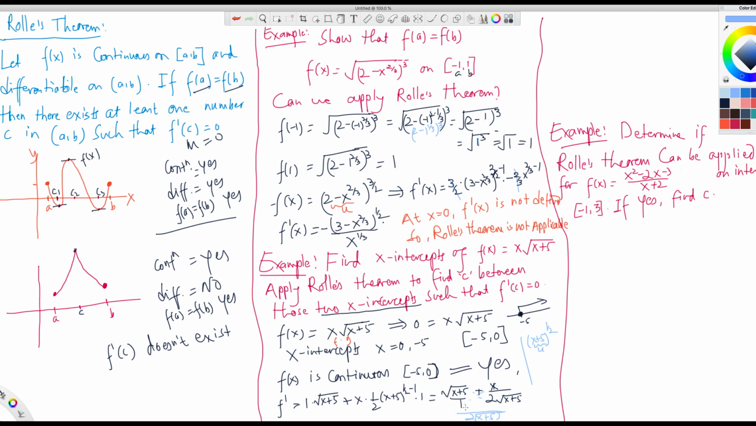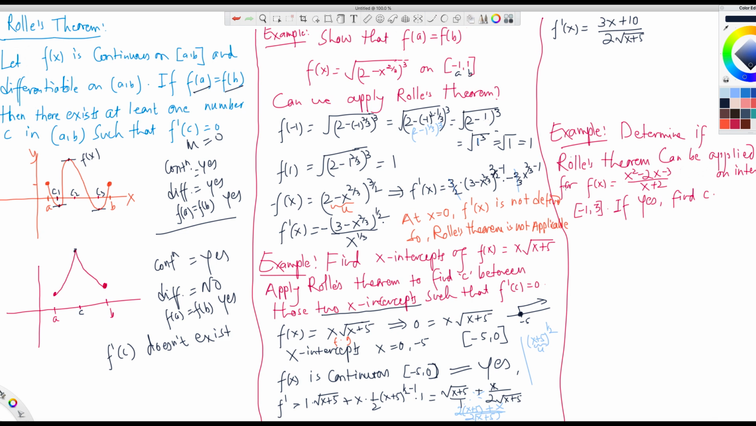You see that? So root x plus 5 times 2 root x plus 5 will be 2 times x plus 5, and then plus x times 1 is just x, right? What do you get? 2x plus 10, and then plus x will be 3x plus 10. So basically you will get f prime of x equals 3x plus 10 divided by 2 root under x plus 5.